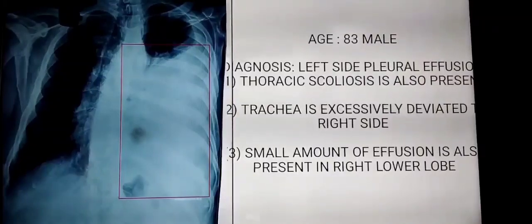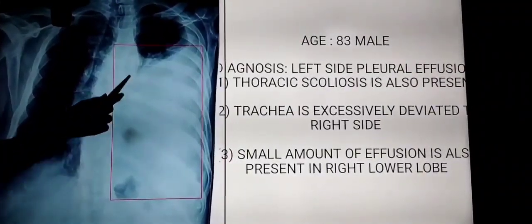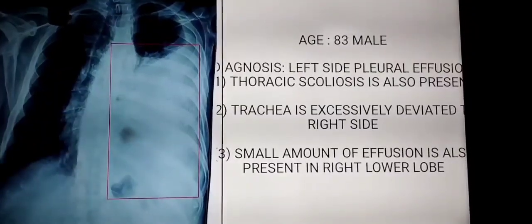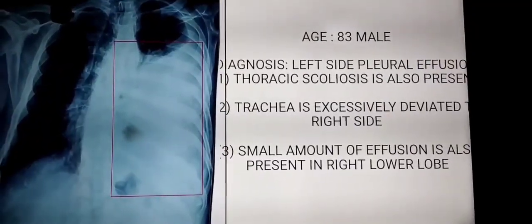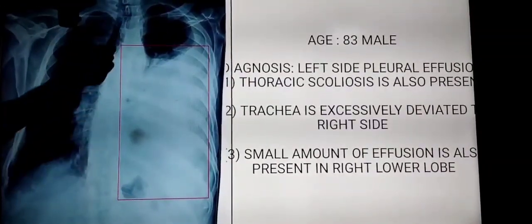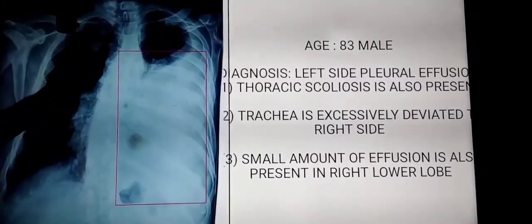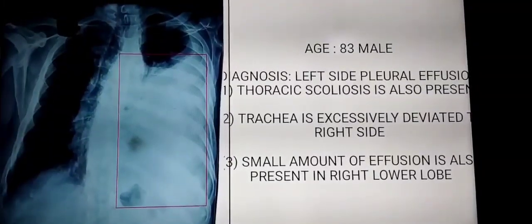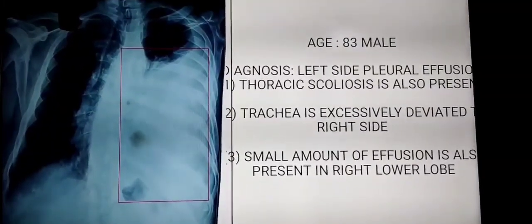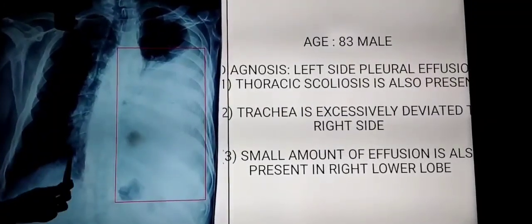The present picture is of an 83-year-old male diagnosed with left side pleural effusion. Abnormal findings are: first, thoracic scoliosis is present. Second, the trachea is excessively deviated to the right side. Third, a small amount of effusion is also present in the right lower lobe.